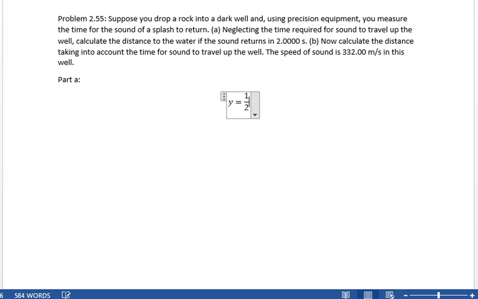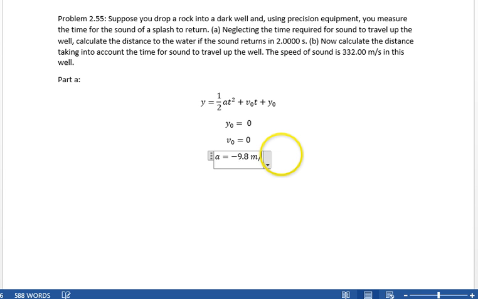Well, y is 1/2 at squared plus v naught t plus y naught. We have y naught is 0, v naught is 0, and acceleration is minus 9.8 meters per second squared. And so that tells us, if it takes 2 seconds, we have t equals 2 seconds.